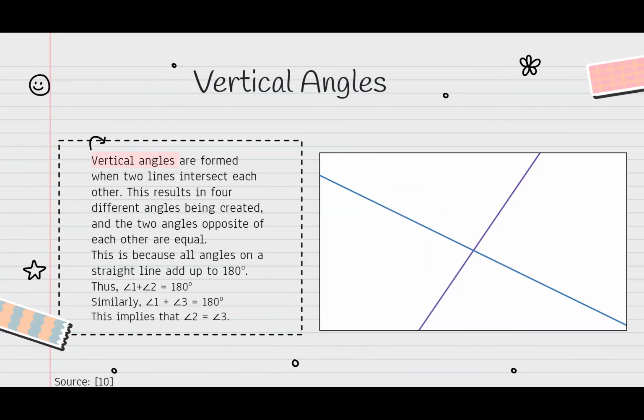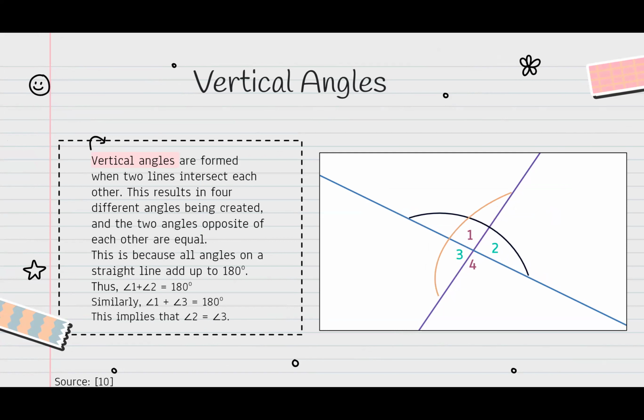Vertical angles are formed when two lines intersect each other. This results in 4 different angles being created, and the two opposite angles are equal to each other. This is because all angles on a straight line add up to 180. So for example, if we pull up angles 1, 2, 3, and 4, we see that angle 1 plus angle 2 should add up to 180 degrees.